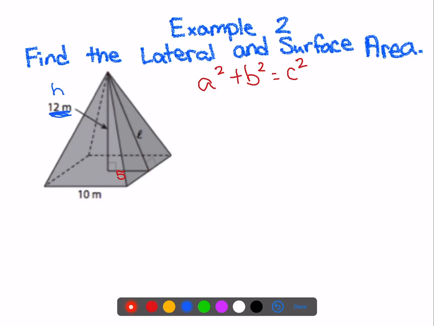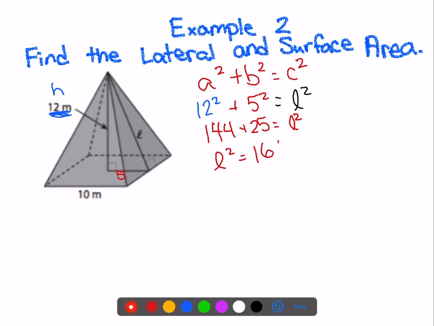So this will give us 12 squared plus 5 squared equals L squared. This is 144 plus 25 equals L squared. L squared is equal to 169, so L should be equal to 13. And we take the square root of both sides, of course. That's how we get this 13 down here.